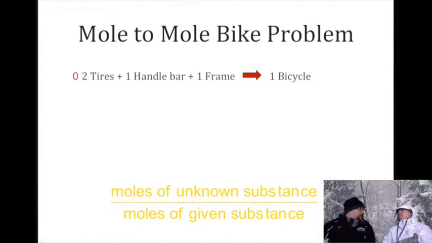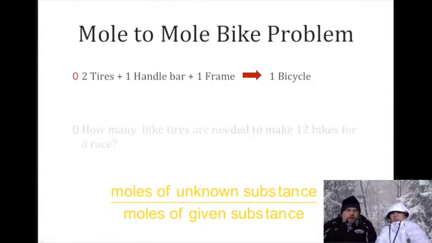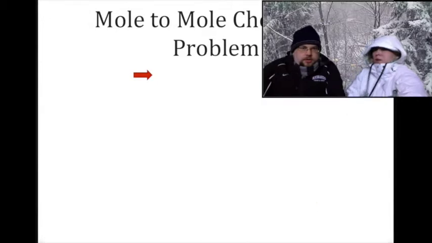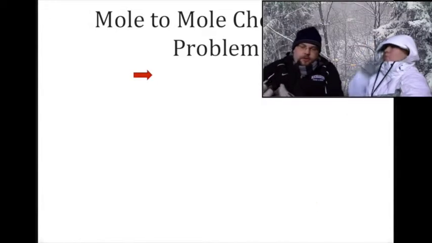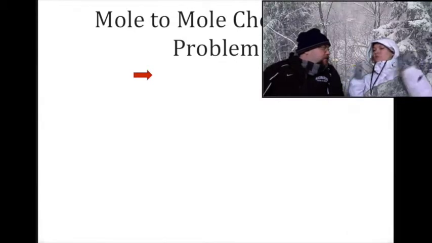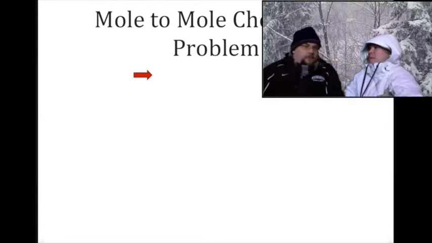Well, can we do an example? We are going to do an example. Okay, so for example, how many bike tires are needed to make 12 bikes for a race? So now 12 is our given, because you gave me 12 bikes. But I want to know how many tires I'm going to need, and there are 2 tires to 1 bike. Exactly. So I'm going to multiply, but we're going to do it in a chemistry problem to make it a little bit more relevant, because unfortunately we're not making bikes in chemistry. We're making moles of things.